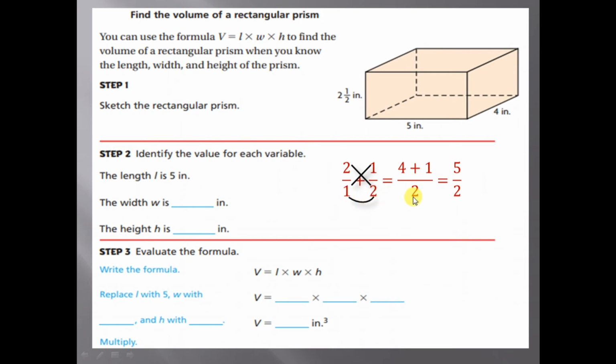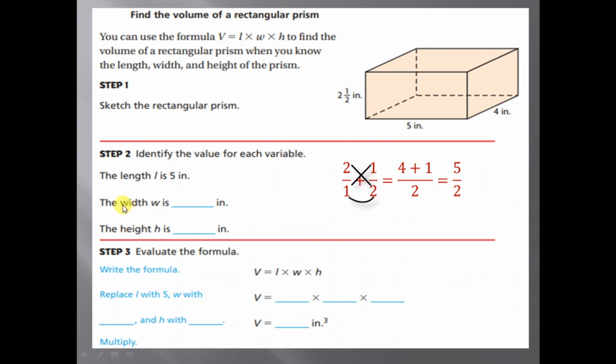Then find the numerator by crisscross, heads and tails. So 2 times 2 is equal to 4. 1 times 1 is equal to 1. Now what is the numerator? It will be 4 plus 1 is 5 over 2. Now I will substitute all 2 and a half by 5 over 2.